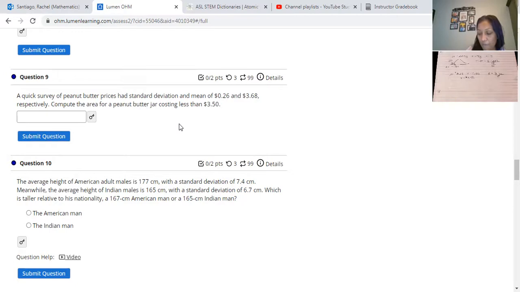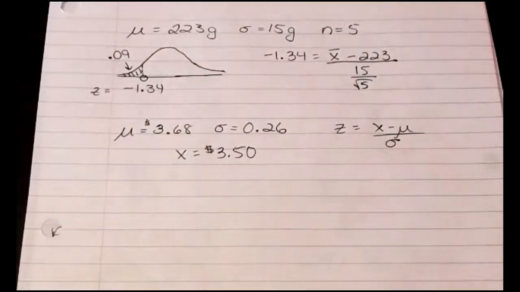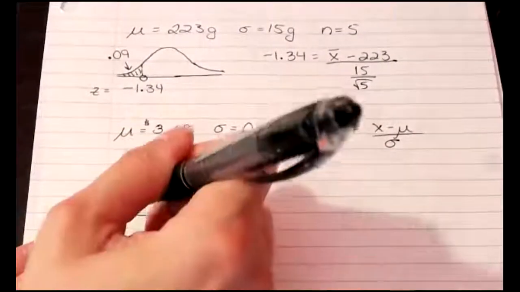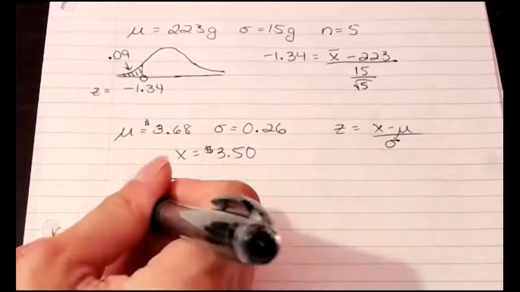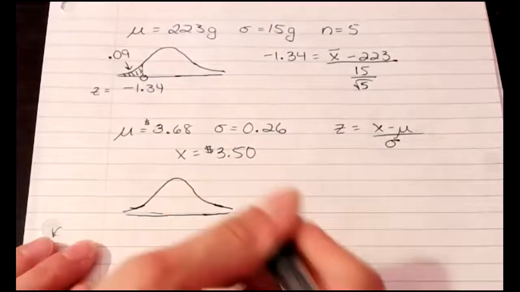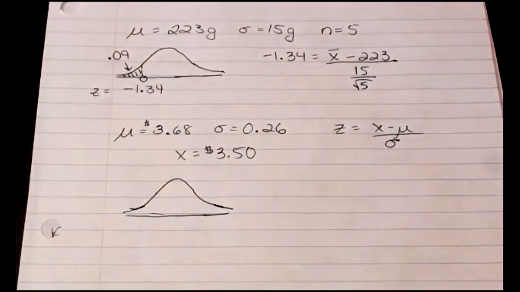So once I plug all these in, then I draw my z-score. Yes, exactly. You draw the curve. Once you calculate that value, you'll plot it here. And then remember, it wants less than, so you shade the area to the left. And then you look it up on the table.